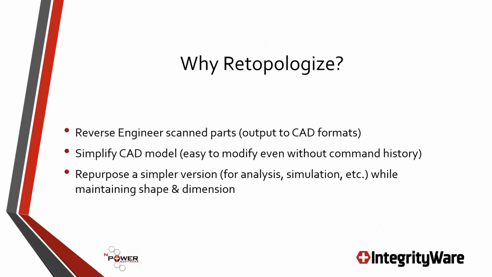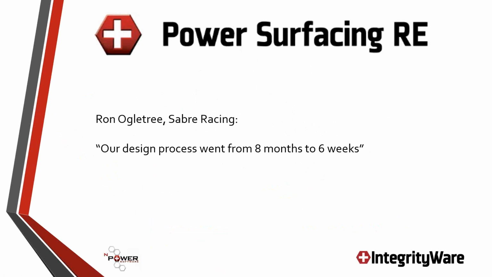Another thing you can do is simplify your CAD model and make it easier to modify the geometry, even if you don't have the command history. So you can push it and pull it and add geometry to it and modify it in easy ways rather than difficult commands. You can also use it to repurpose a very complex model and make a simpler version which is suitable for analysis or simulation. And at the same time, you can preserve or maintain the shape and dimension of your geometry. So you can really get a faster result that is accurate.